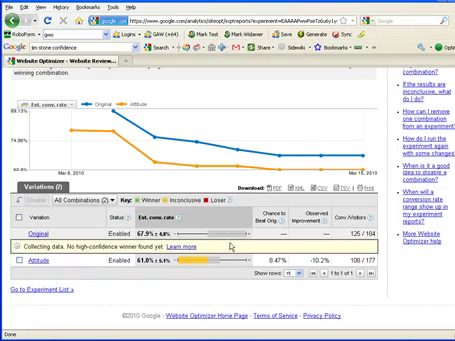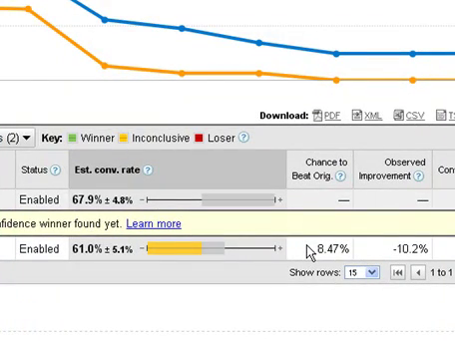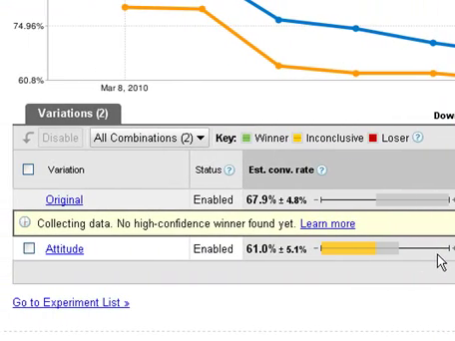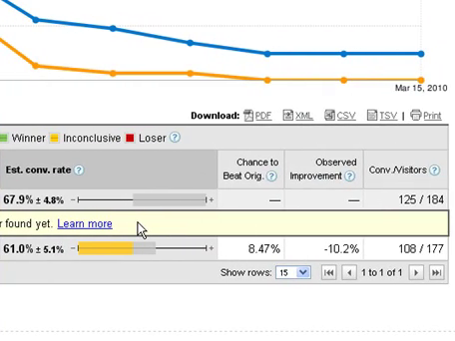So now, question: are we confident that this original page is actually better than the attitude page? Well, according to Google, they say no high confidence winner found just yet. But I want to tell you just a little bit about how you can make your own determination about whether you are confident in this test.